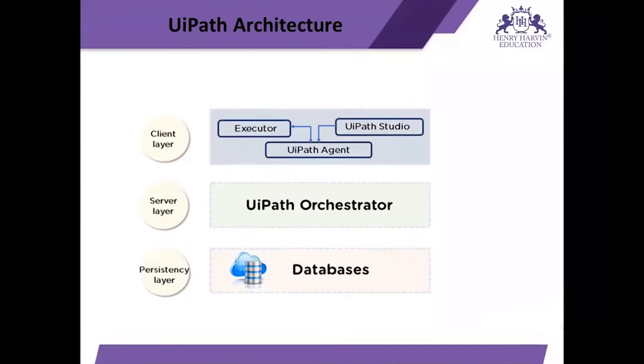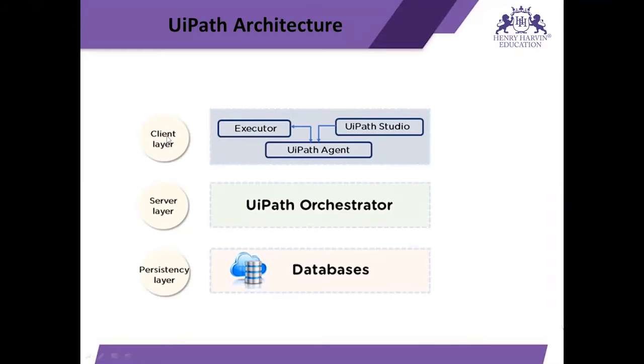Now let us discuss the UiPath architecture. UiPath architecture is divided into three layers, a three-layer architecture. The first layer is the persistency layer, where the database is stored. The second layer is the server layer, where the UiPath Orchestrator resides. And the third layer is the client layer, where three components are present: UiPath Studio, Executor, or what we call the bot runner, and the UiPath agent, which we call the robot. These three components are present in the client layer. Let us discuss these layers one by one.